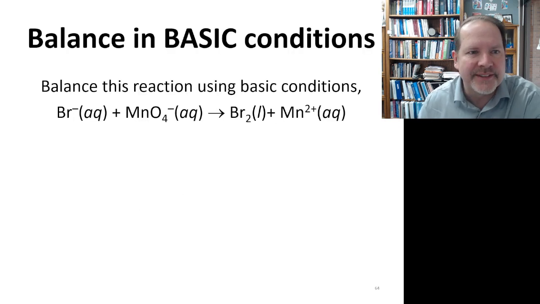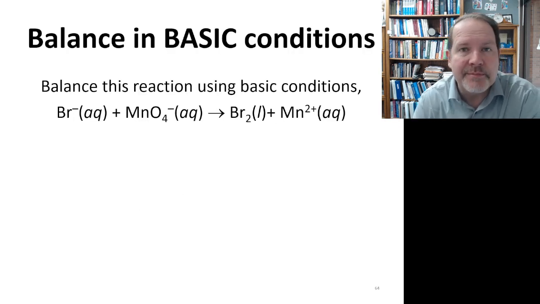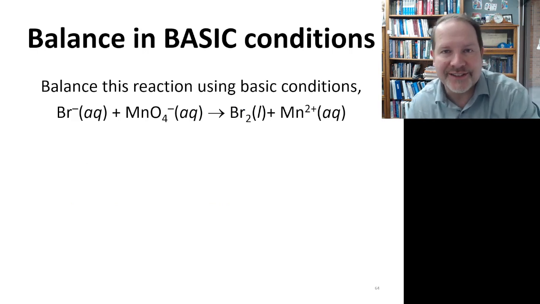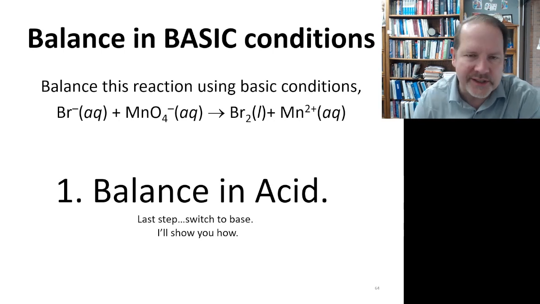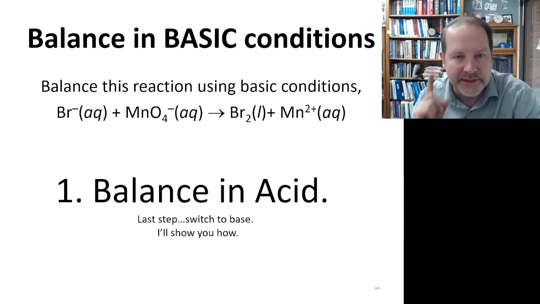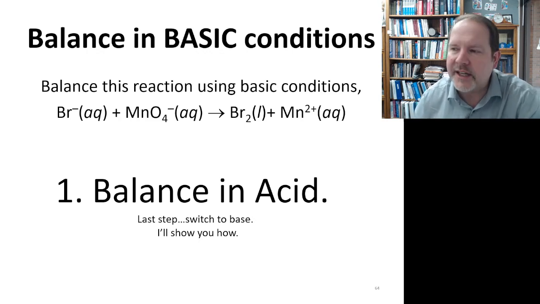Let's practice them. All right, the first step to balancing a chemical reaction that's under basic conditions is to do it under acidic conditions. What? Yeah, it works out much easier. Trust me, I've been doing this for a long time. This is fast and easy this way. So let's see how we do that.